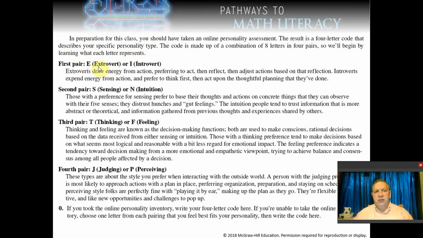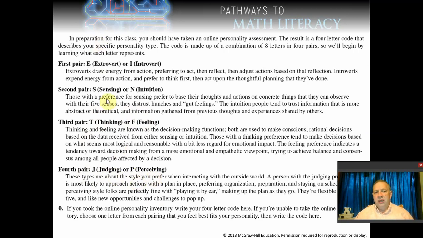So the first pair is either an E or an I. You're either an extrovert or an introvert. And you can spend a few minutes reading through this to learn about that in your text. Second pair is either sensing or intuition, S or N. Third pair is you're either thinking or feeling. And then the fourth pair is either a J or P. You're either judging or perceiving. Again, spend a few minutes on this.